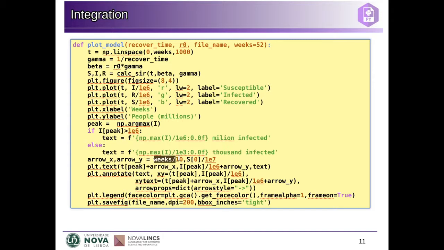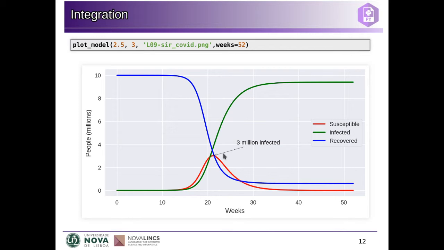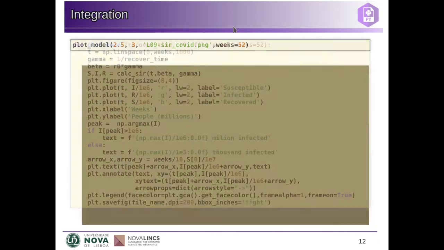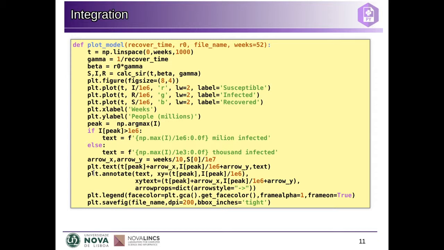Basically you're going to do an arrow that has 1/10 of the x-axis in width, and then the y-axis divided by 10 million in height. This gives us this inclination here for the arrow. And now we can say what point the arrow is pointing to. We're going to annotate here at this point, which is the time corresponding to the peak, and the population corresponding to the peak.